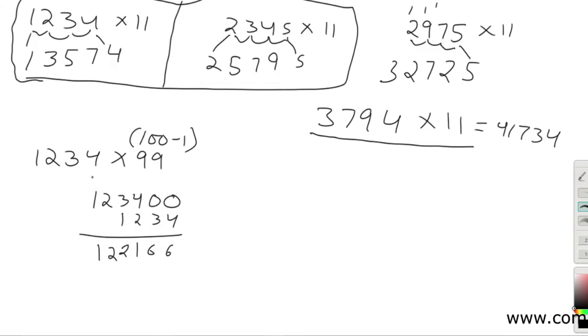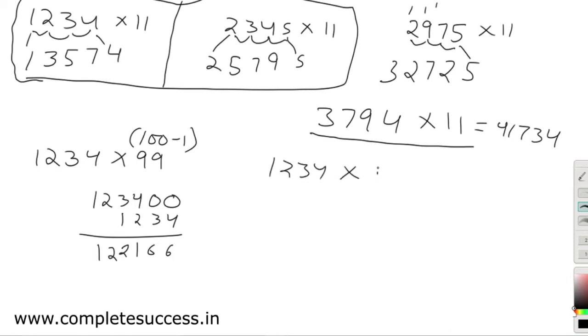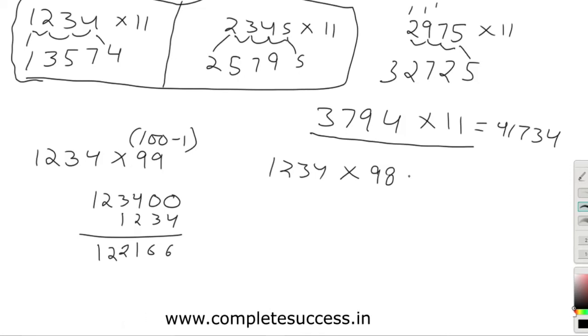Is it easy comparatively? Instead of multiplying 1234 with 99, we simply add 00 and subtract 1234 one time. Or if there is 1234 or any number with 99, 98, 97, is it clear?